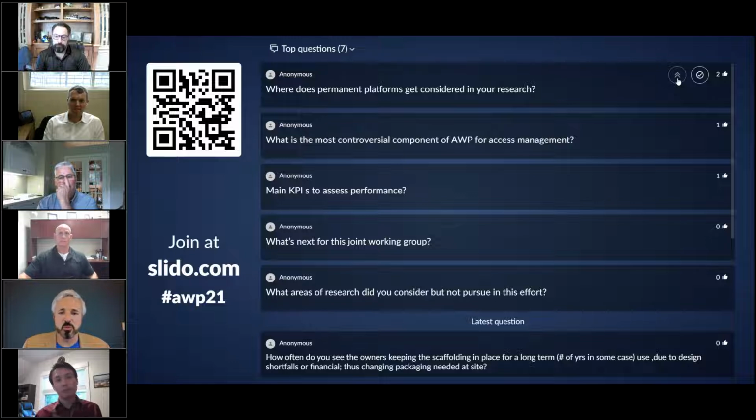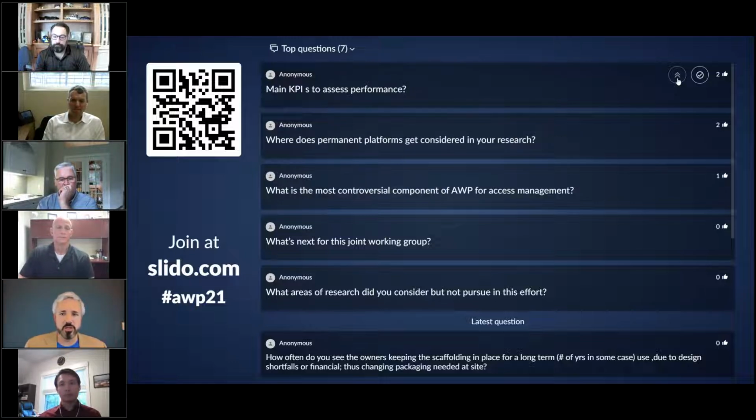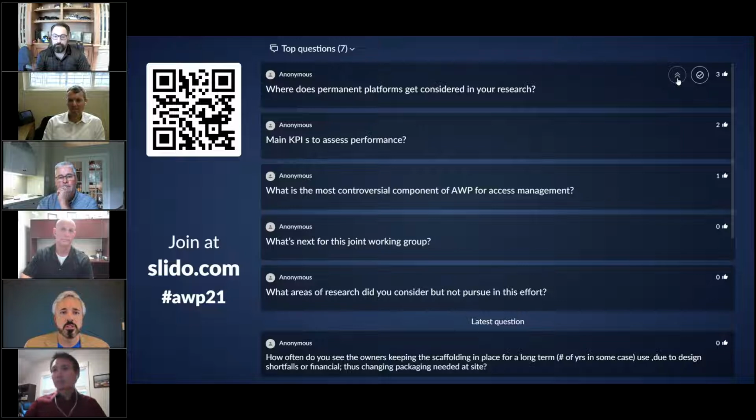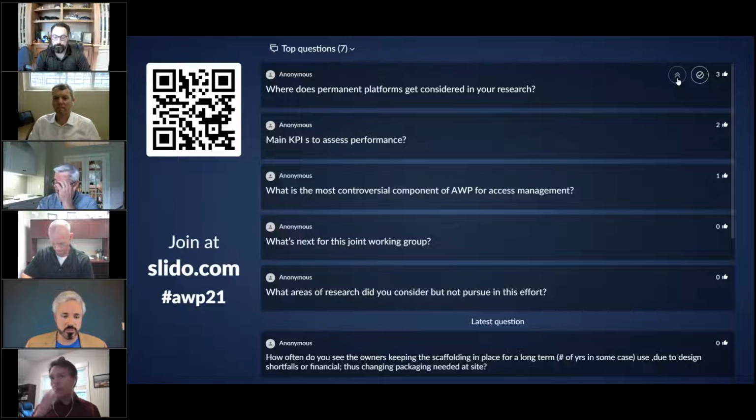Great point. So I think we have time maybe for one more. We can touch on where the permanent platforms were considered in our research. So alternative forms of access beyond scaffolding, including a permanent platform. So maybe Colin, you could add a couple of thoughts on that, and then if others want to jump in as well. Yeah, we didn't really address that in a lot of detail in the best practice.